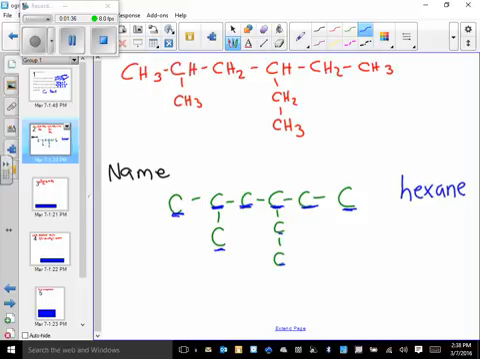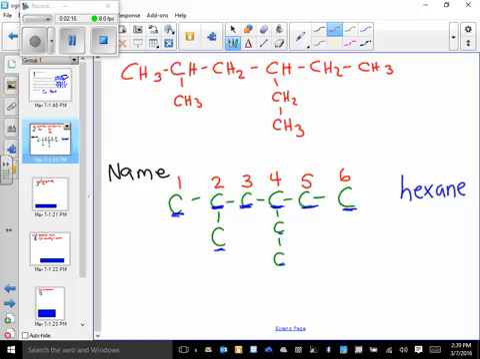Okay, once I've named the parent chain, now I need to start numbering it. And I'm going to start numbering it so that my branches come at my lowest numbers. If I were to start here, 1, 2, 3, my first chain happens at 3 and 5. If I start over here, I'm going to get my chains coming off at 2 and 4. So this is going to be the way that I number it.